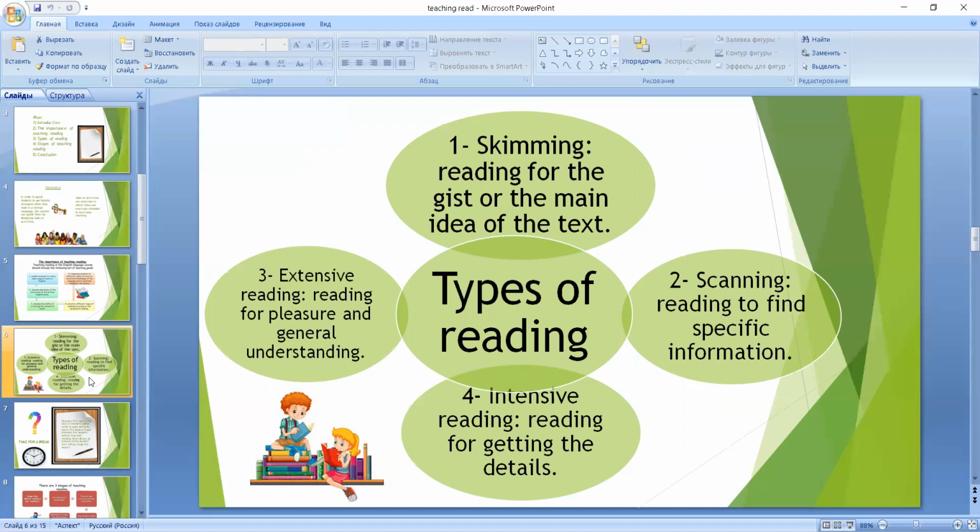The third, extensive reading, is reading for pleasure and general understanding. For example, when we read a text, we should find the meaning, what this text is about, which will lead us to understand it. Next, the fourth, intensive reading, is reading for getting the details. Here, we just try to find the details when we read this text.